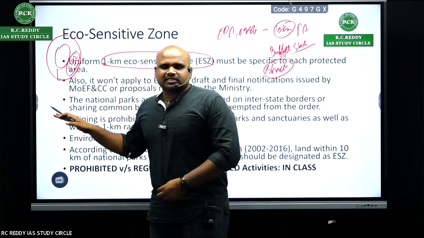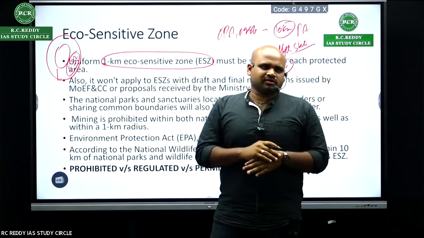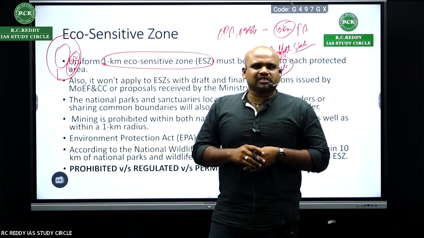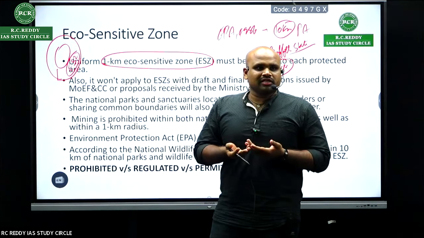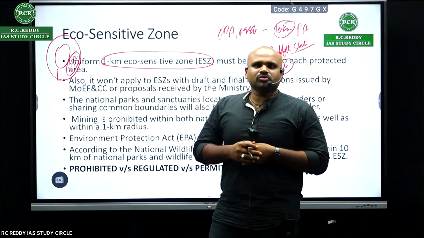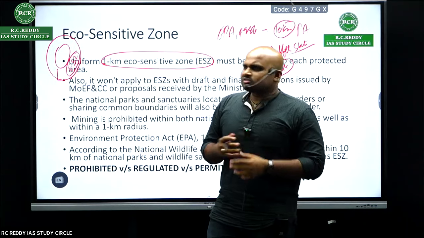In the recent judgment, the Supreme Court came and said, a uniform eco-sensitive zone is not possible in India. Because nothing is uniform in India. Nothing is consistent in India. Nothing is steady in India. Nothing is growing in India. Nothing is progressive in India except we use this as one of the elimination techniques when we are fundamentally solving the question.